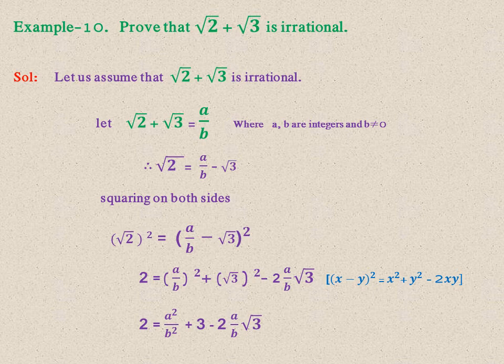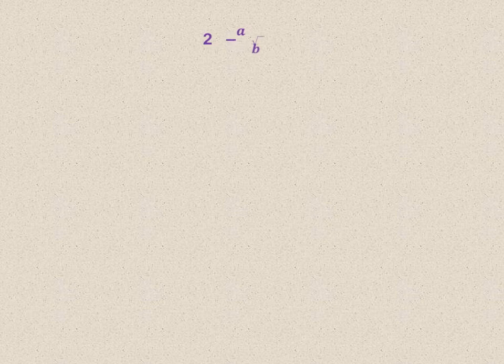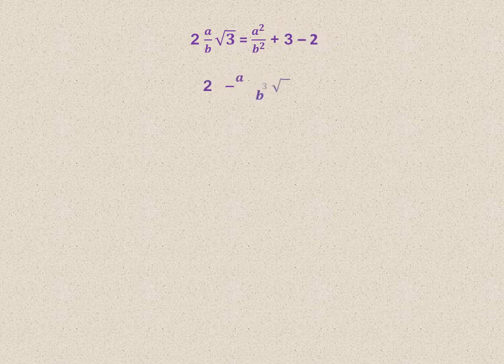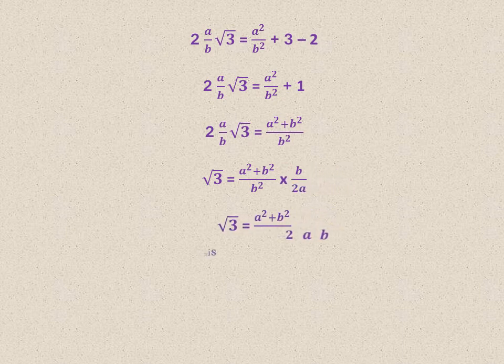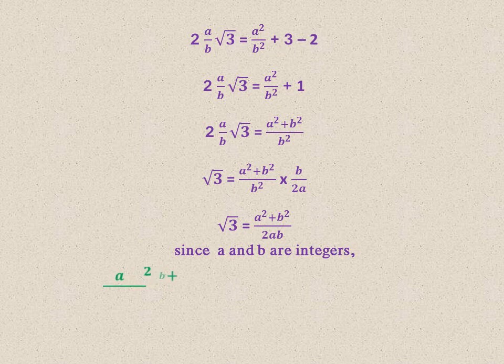Here minus 2 into a by b into root 3 can be transposed to the LHS and 2 can be transposed to the RHS. So 2 into a by b into root 3 equals a square by b square plus 3 minus 2. The value of 3 minus 2 is 1, and the RHS can be simplified; we get (a square plus b square) by b square. So next, 2 into a by b can be transposed to the RHS, and we get in the RHS (a square plus b square) by b square into b by 2a.